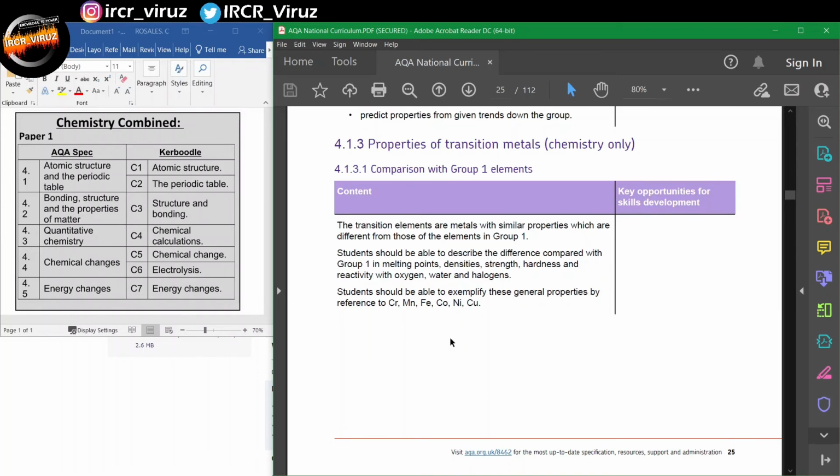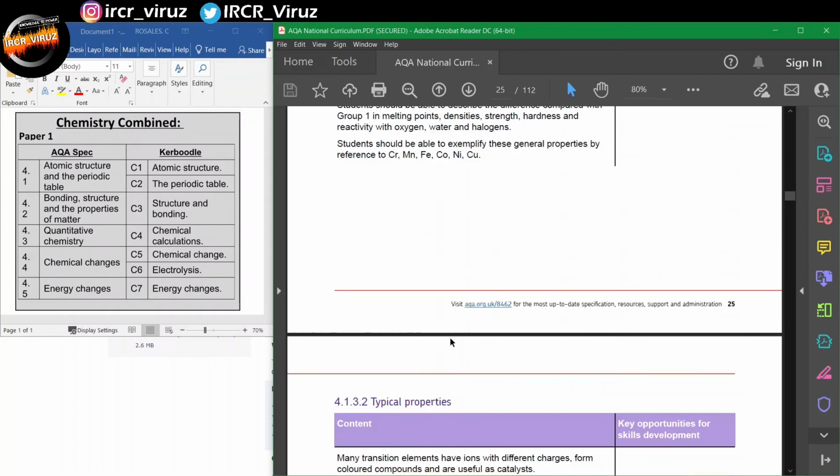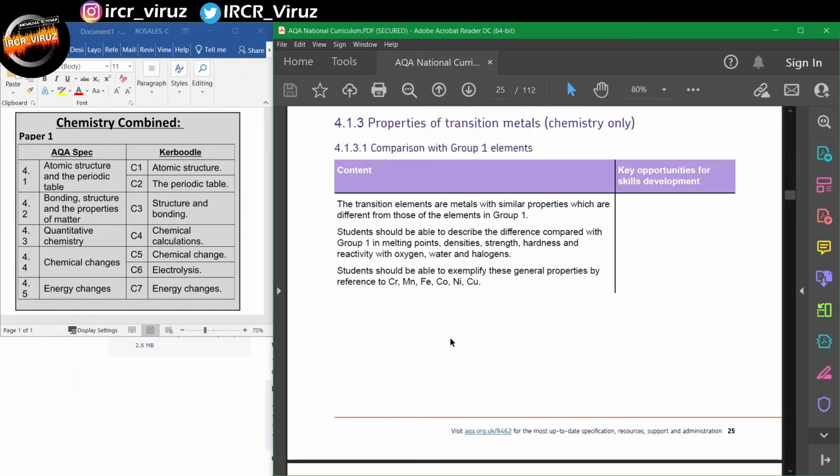For this, we're looking at typical types of properties. So this is some of the last things that we've got to do: comparison with the transition metals, which have similar properties that are different from the elements in group 1. Students should be able to compare group 1 melting points, densities, strengths, and hardness. You've got to remember some of the chemical and physical properties of metals and non-metals. Some of the properties are that metals conduct electricity, they're sonorous, and they're malleable, so you can bend them into shape. Some of them are magnetic as well.